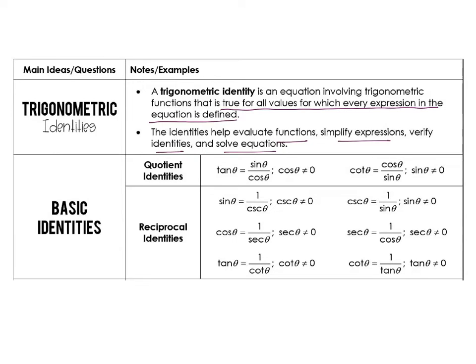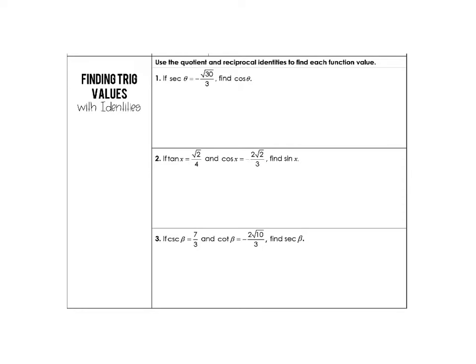You will want to put all of these identities on a note card of some sort, or you can go back to your reference page, either one. So for number 1, we are told to use the quotient and reciprocal identities to find the value of each function. So this is really going to be something where we have to know those trigonometric identities. So it's a good idea to have your reference page in front of you.